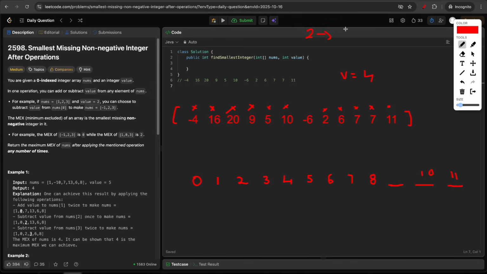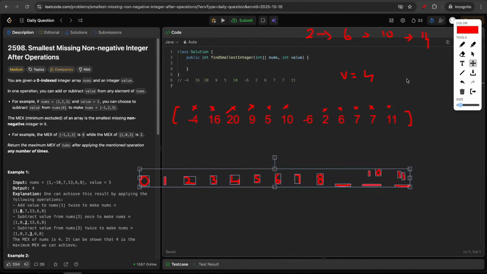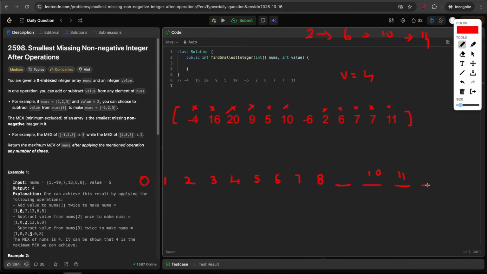Then again plus 4, it will become 6. So 6 is already present. Again add a plus 4, it will become 10. 10 is already present. So again add a plus 4. So it will become 14. So you have 11. And then 12 is missing, 13 is missing, and you have 14.